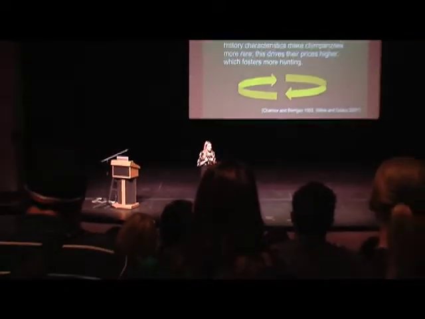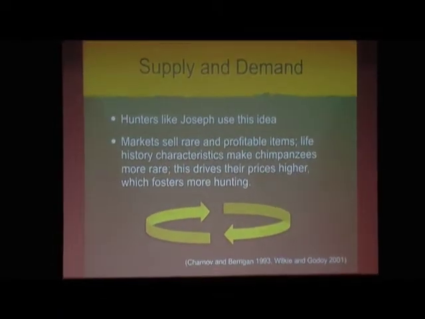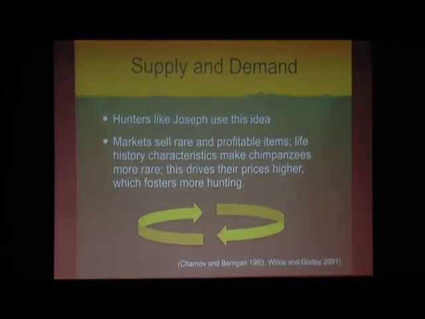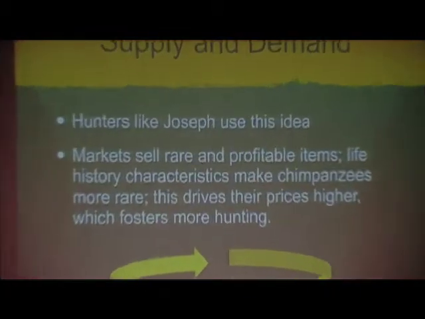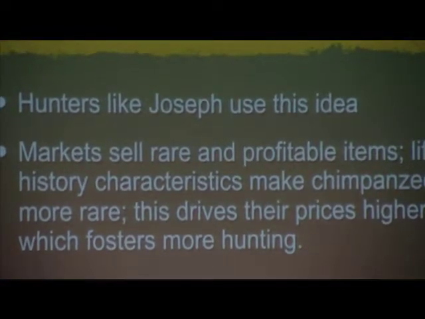Now, with supply and demand, I want to show you how Joseph and other hunters use this idea. We know that supply and demand is basically the idea that if you have something that is readily available, it doesn't cost that much. It's not worth that much. But as soon as you have something that's very rare, the price escalates. This is the same thing with bushmeat species. Endangered animals are endangered. They're rare. So hunters target them because they will get them a better profit. Because hunters target them, they become more rare and then more expensive. And so the cycle goes on, usually until an animal becomes extinct.